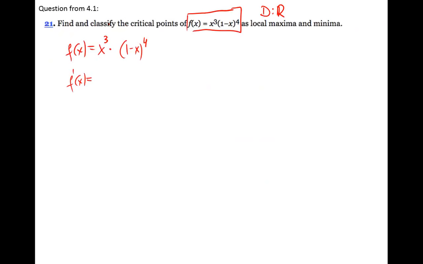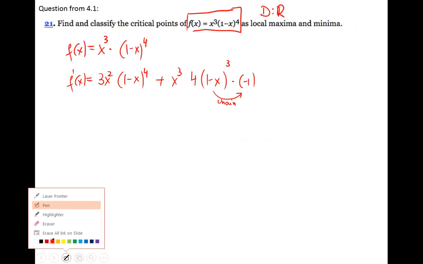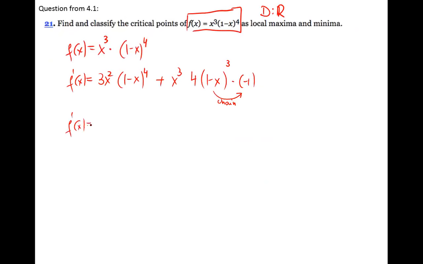Let's use it. The derivative of x cubed is 3x squared, times this, plus x cubed times the derivative of the second part. We have a quantity to the power of 4. This will be 4 times this quantity to the power of 3, and times -1, which is the derivative of the inner function, chain rule. Let's clear this and simplify. I will copy this, and then I have negative 4x cubed and 1 minus x cubed.